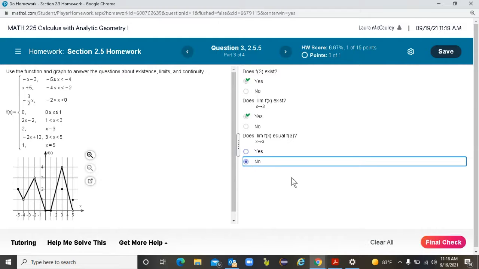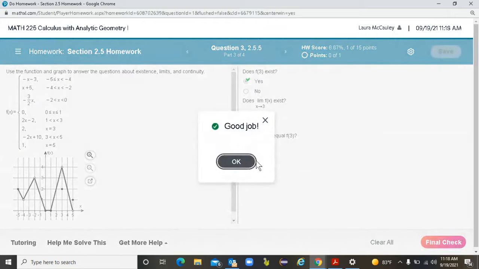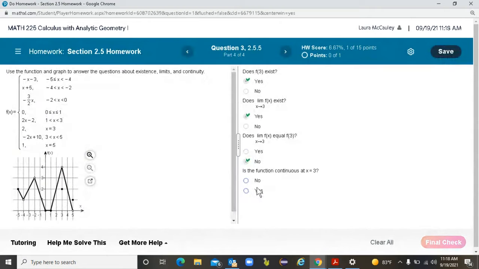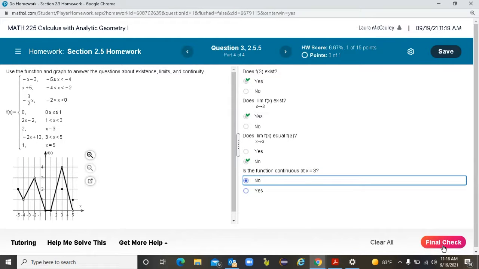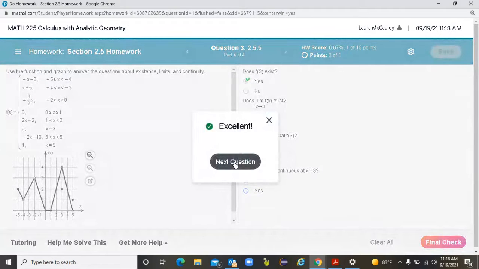However, they are not the same. So see, it doesn't satisfy that third condition for continuity, so therefore it is discontinuous there. So it's got to satisfy, it's got to exist, the limit's got to exist, and those two things have to be equal.